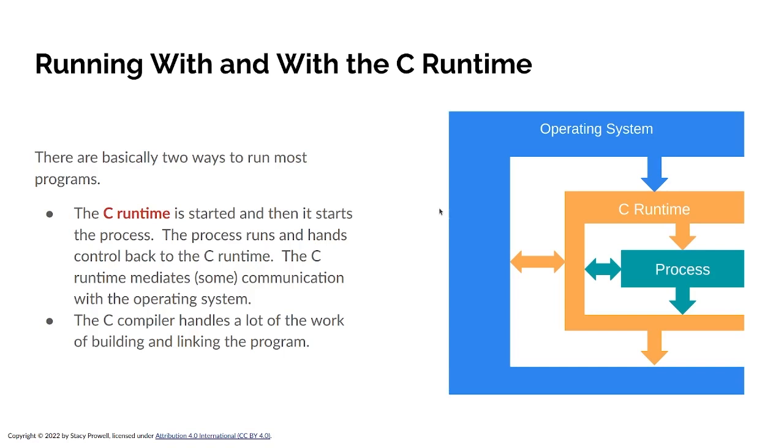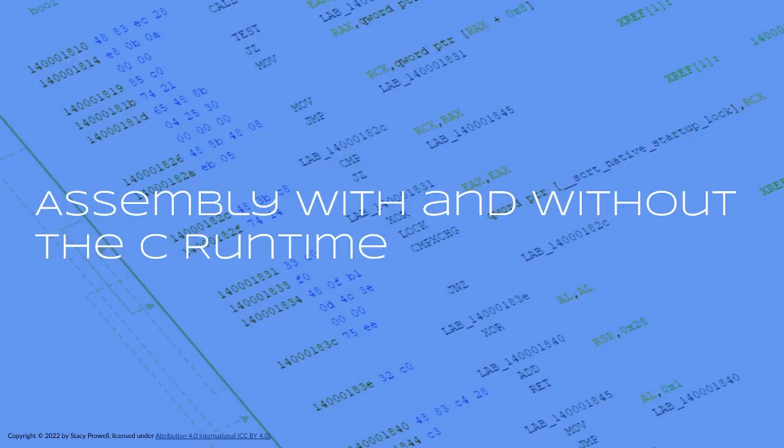That outer yellow box here is really just a process like any other. As far as the operating system knows, this is just a box. It doesn't know anything about the C runtime or any of that. Our process depends on this C runtime setting stuff up for us. And we'll see how that works a little bit later on. Okay, let's think about what assembly looks like with and without the C runtime.